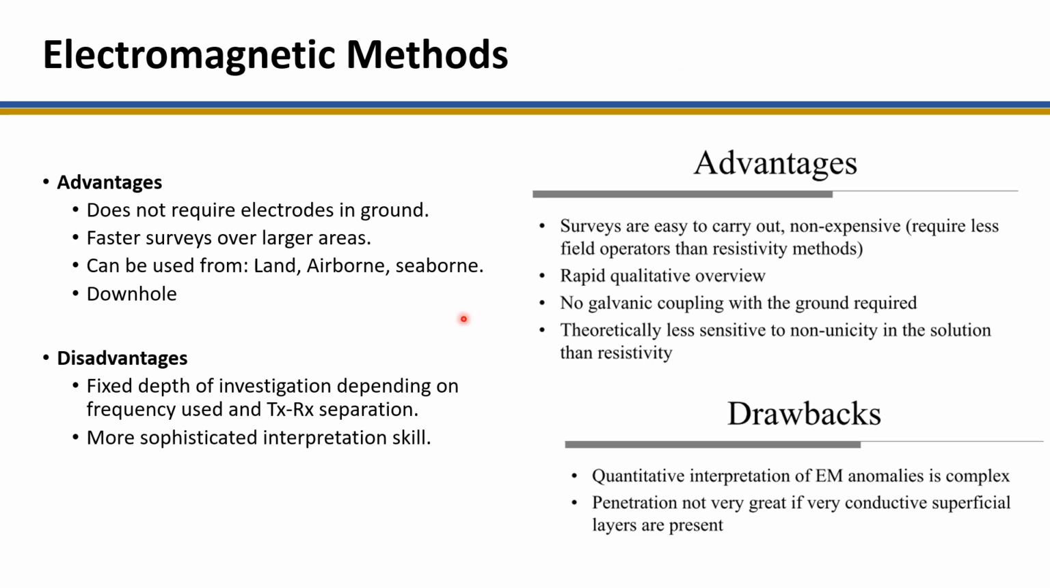The drawbacks actually depend. Number one, fixed depth of investigation, especially when you have a conductive layer a few centimeters from the surface, so all the electromagnetic field will be absorbed by this conductive layer or material on the shallow surface, and it will limit the penetration at the deeper part, if you remember the skin depth. And secondly, the interpretation skill is not really a big issue, even though it is stated here, if you have much experience handling and processing EM data.